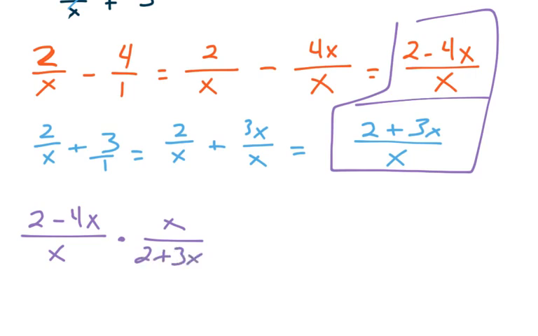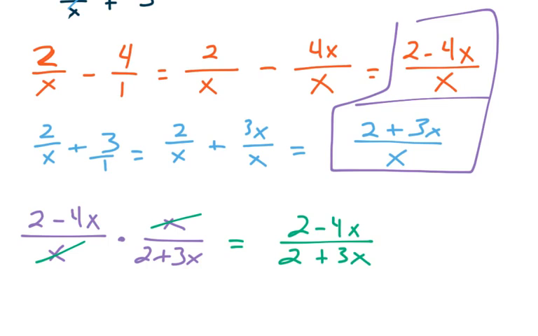So there is something we can cancel here. The x on top and the x on bottom, they'll go away. I don't really see anything else here that can be simplified. So we're left with what looks like 2 minus 4x over 2 plus 3x.